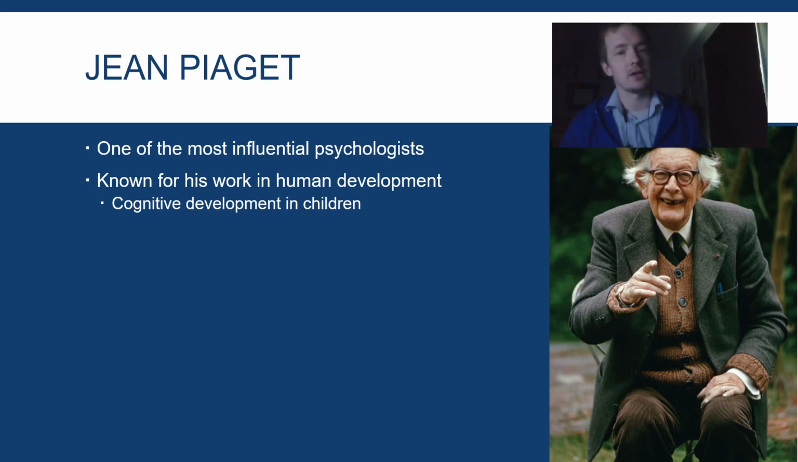He ranks way lower. If you said B.F. Skinner, B.F. Skinner is the number one most influential psychologist as voted on by psychologists. This guy, Jean Piaget, he's number two. So Jean Piaget is the second most influential psychologist of all time. So very, very widely influential.